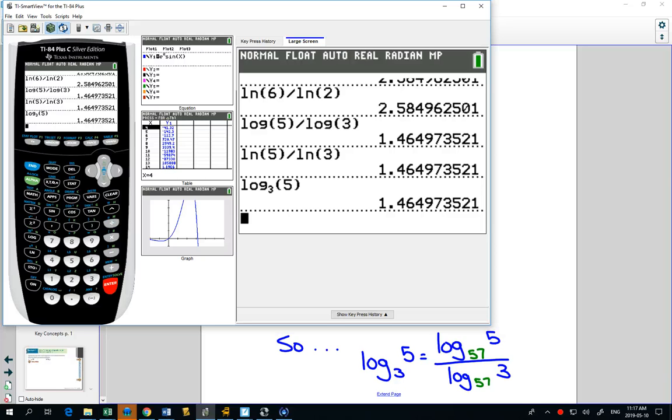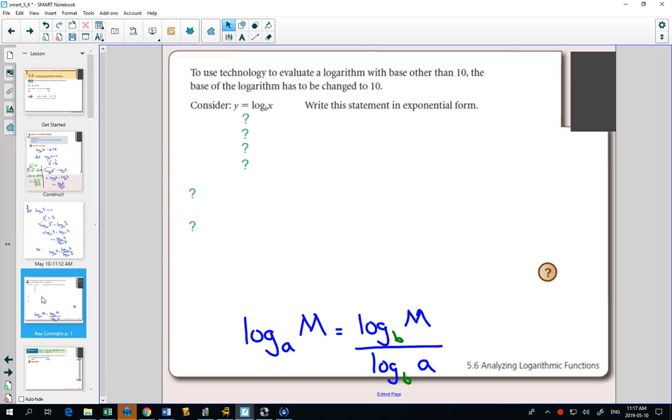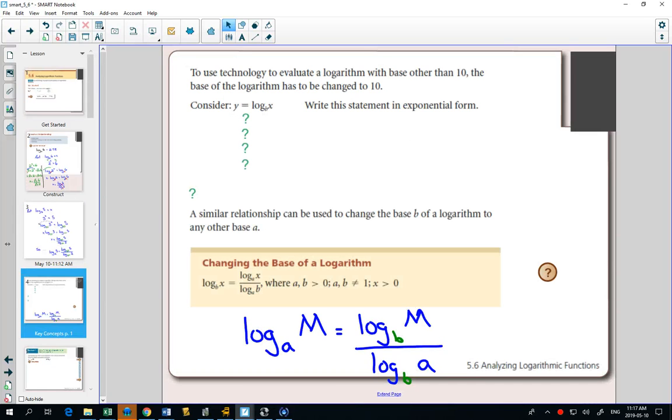And this isn't on your formula sheet because this process of letting something equal x and then taking the log of both sides and solving is a process that we're going to use a lot when solving equations. So you technically don't need it, but there are some questions, multiple choice questions for example, where being able to change a base quickly will be very helpful.